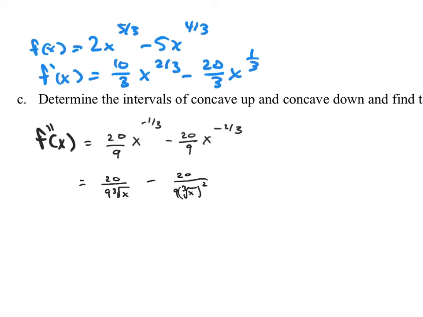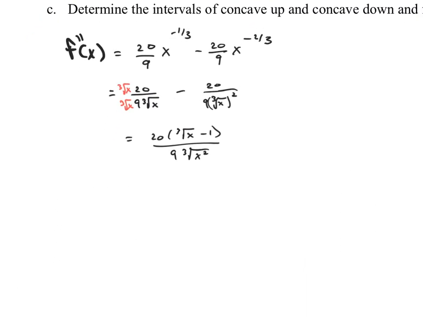So what do we have to do to be able to combine this? We need to multiply the first term times what it's missing, which is a cube root of x. And when I do that and I combine like terms, I'm going to end up with 20 times the cube root of x minus 1 if I factor the numerator, over 9 times the cube root of x squared is what we're ending up with there. Wow, what a mess, but it is what it is. And this is my second derivative.